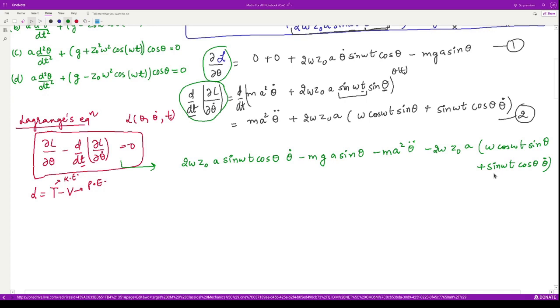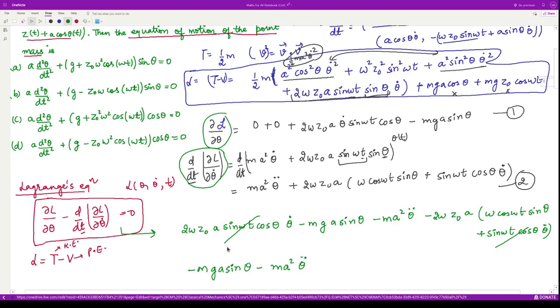So do we have some term of this kind? Yes, we do. So this term cancels with this one. So let us see what we are left with. So we are left with minus mga sine theta minus m a square theta double dot and then we had minus 2 omega z naught a into omega again omega square cos omega t sine theta, that is equal to 0, right?